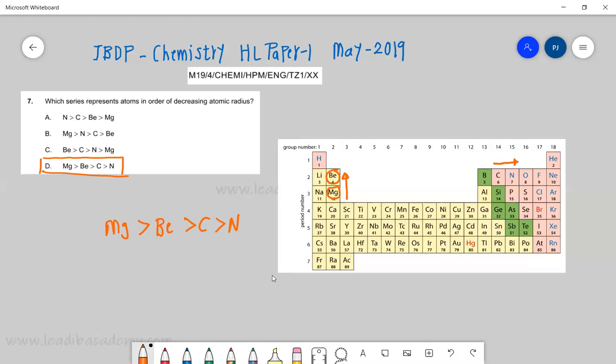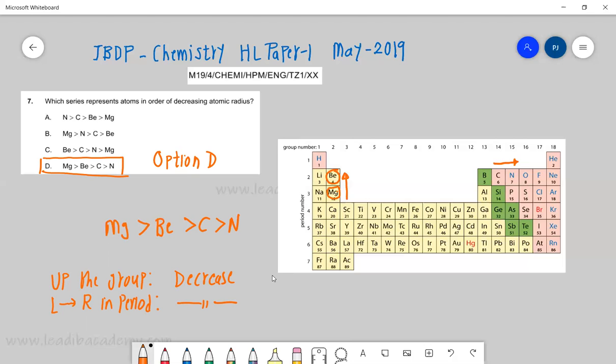So which concepts are we applying here? Up the group, atomic radius decreases, and left to right in a period, atomic radius decreases. Okay, so this is the concept we are applying.